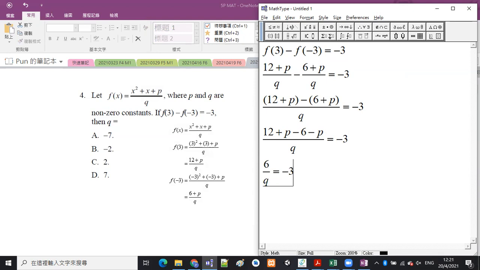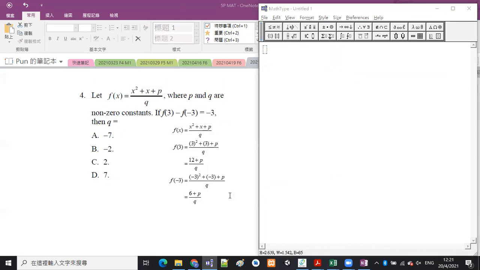And the question just asked us to find the value of q, and that is good, okay, because the p is already cancelled out. So just multiply the q to the right-hand side. 6 is equal to -3 times q. And then divide the -3 to the left, and we may find that q is equal to -2. Okay, so the answer is option B. Can you get this?